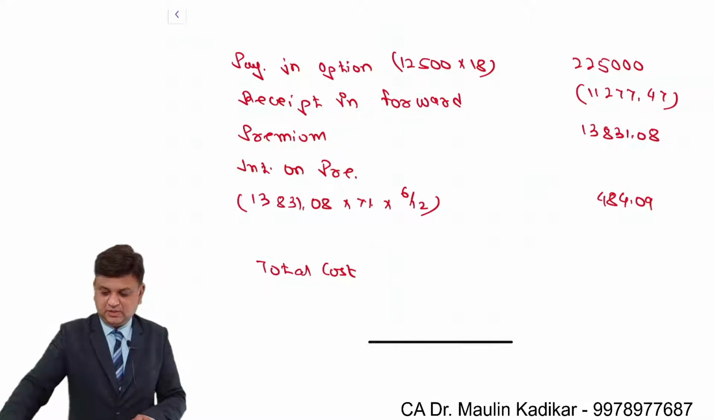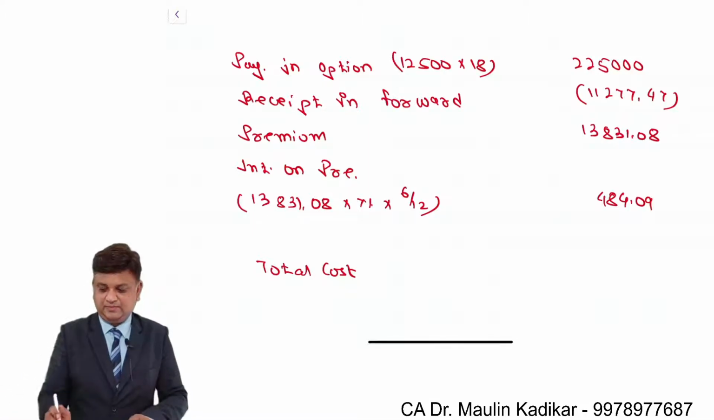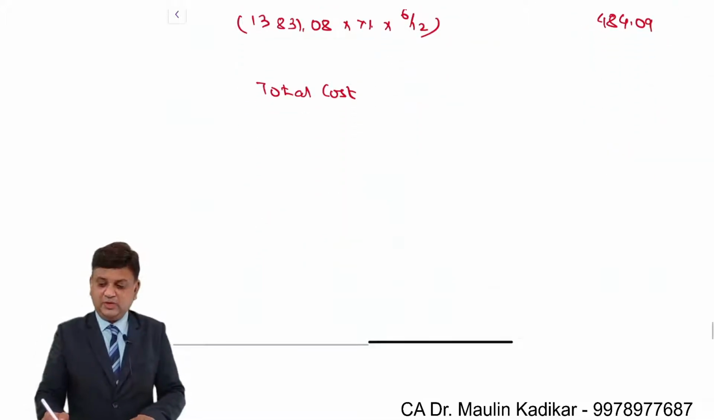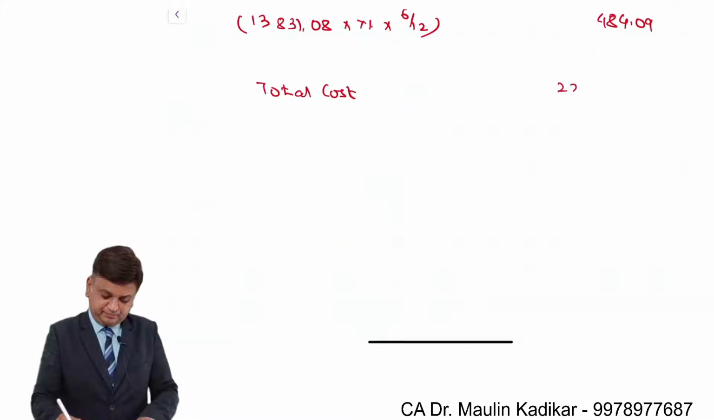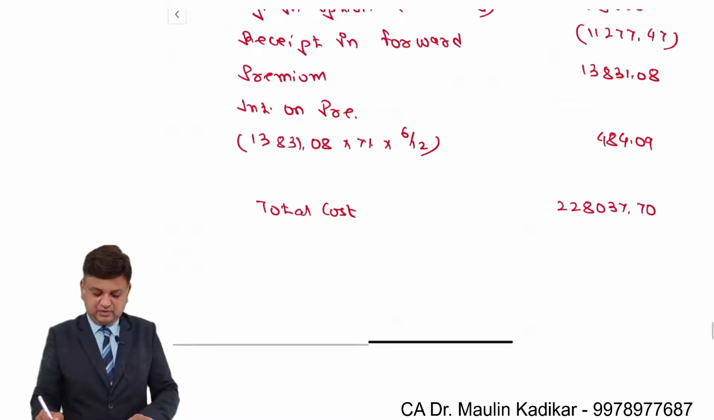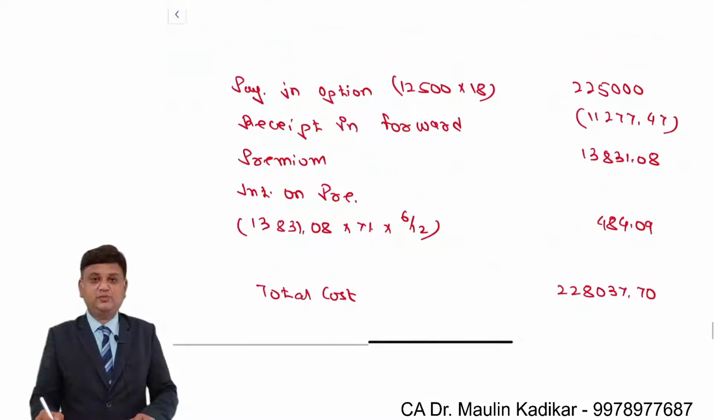2,25,000 plus 13,831.08 plus 484.09 minus 11,277.47. That comes to 2,28,037.7. This is the amount which is supposed to be paid. That is what we understand.